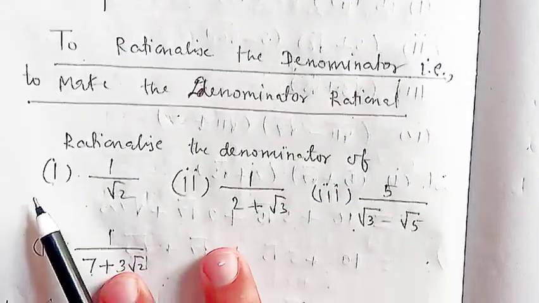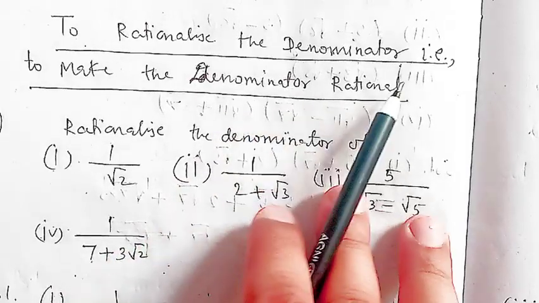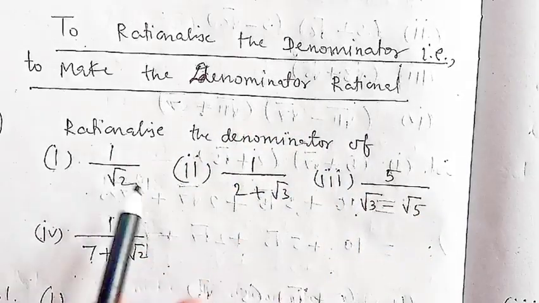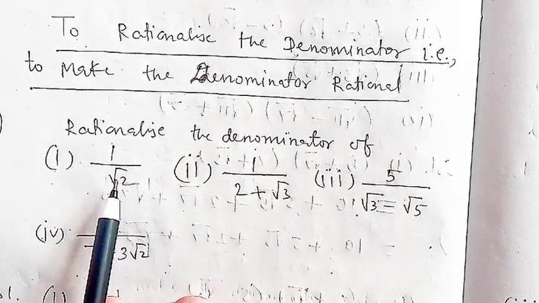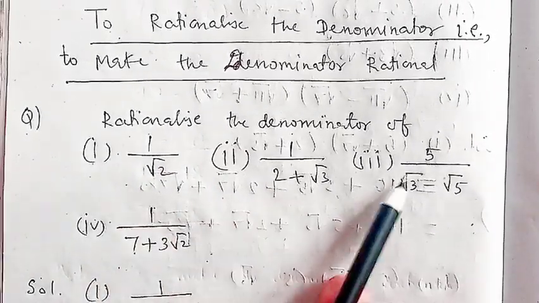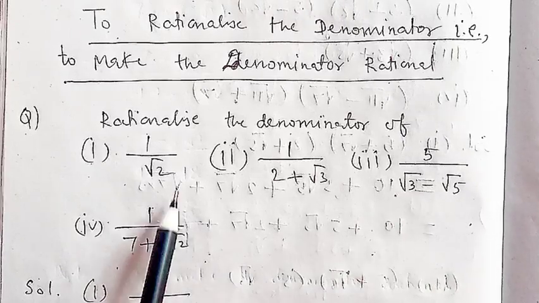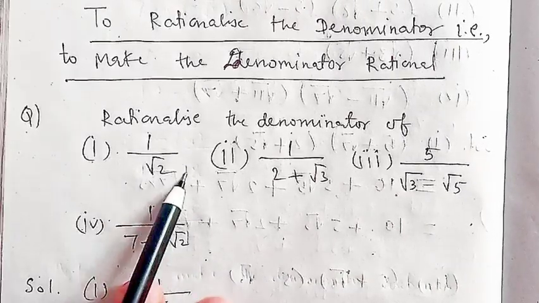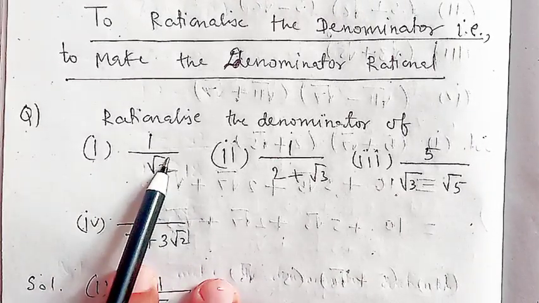Now, to rationalize the denominator, that is, to make the denominator rational, rationalize the denominator of: first, 1 by root 2; second, 1 by 2 plus root 3; third, 5 by root 3 minus root 5; fourth, 1 by 7 plus 3 root 2. We have to make this irrational number rational.